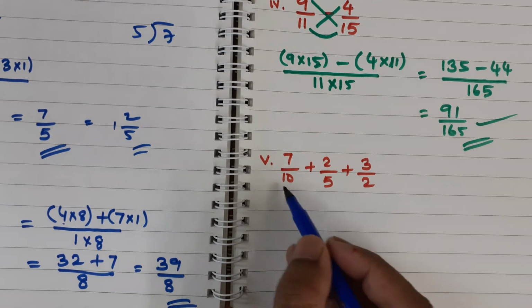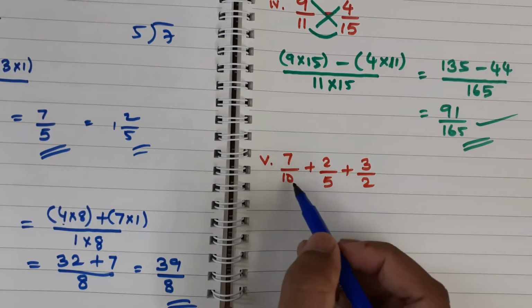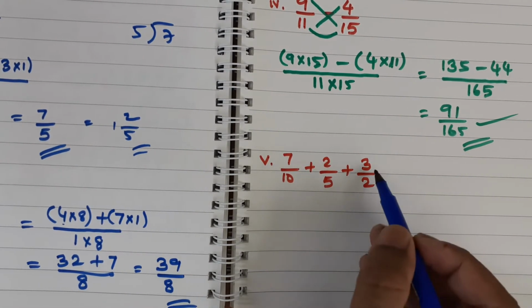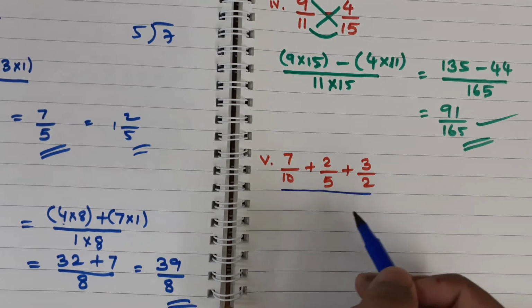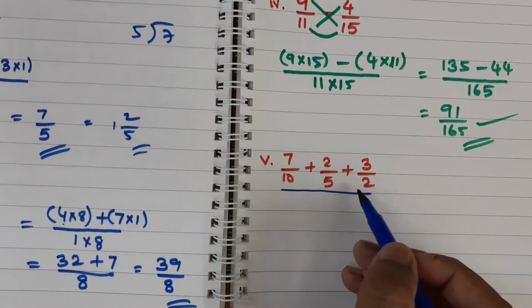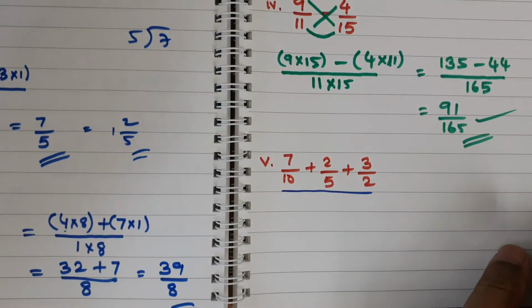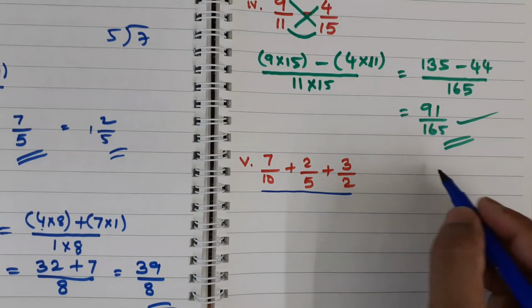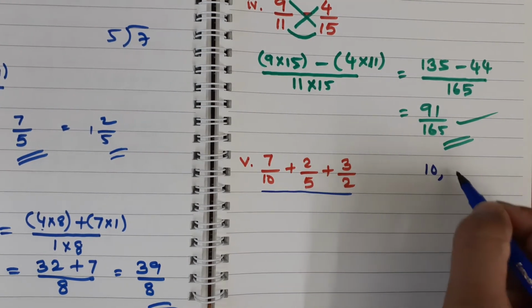Okay guys, let us do the next question. Question number 5. 7 upon 10 plus 2 upon 5 plus 3 upon 2. These all three numbers are in fraction. Let us do. So here we have the three fractions, right? So here I will show you the LCM method, how we can use the LCM here. So first we have to do the LCM of the denominators.